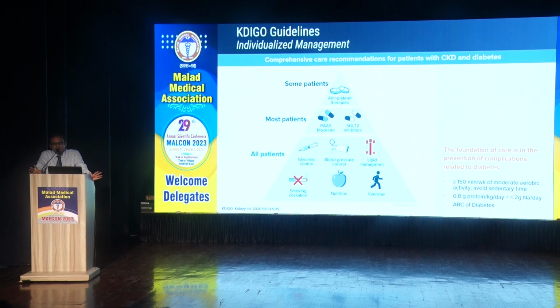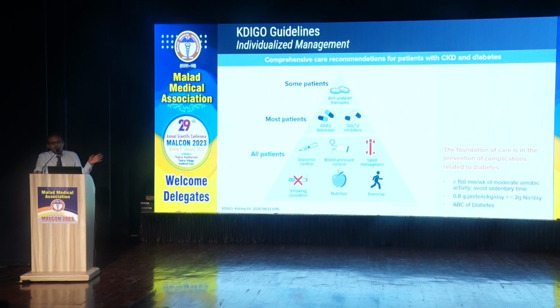When we talk about SGLT2 inhibitors, the blood pressure reduction with those drugs is 3 to 4 millimeters of mercury. Aerobic exercise and diet modification give more blood pressure control, especially salt restriction and aerobic exercise. So we should not ignore this lifestyle modification, and it should be the first step in managing diabetic patients. Smoking cessation, as we discussed.